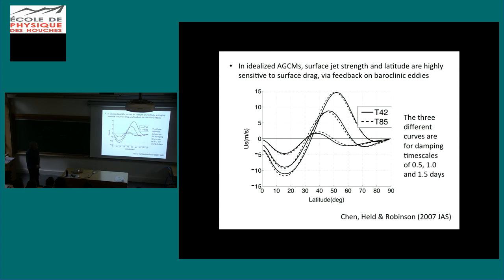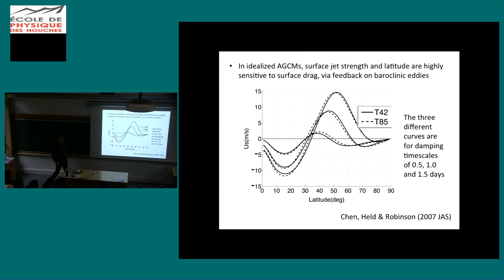But what they found was that if you change the surface drag, so they just changed this Rayleigh friction in the lowest part of the atmosphere, they got a poleward shift of the jet, and not a small poleward shift, tens of degrees. These were damping time scales of 0.5, 1, and 1.5. So as you make the damping time scale longer, as you expect, the jet gets stronger. Well, that's not too surprising, of course. And they have two different resolutions here, but they give the same answer.